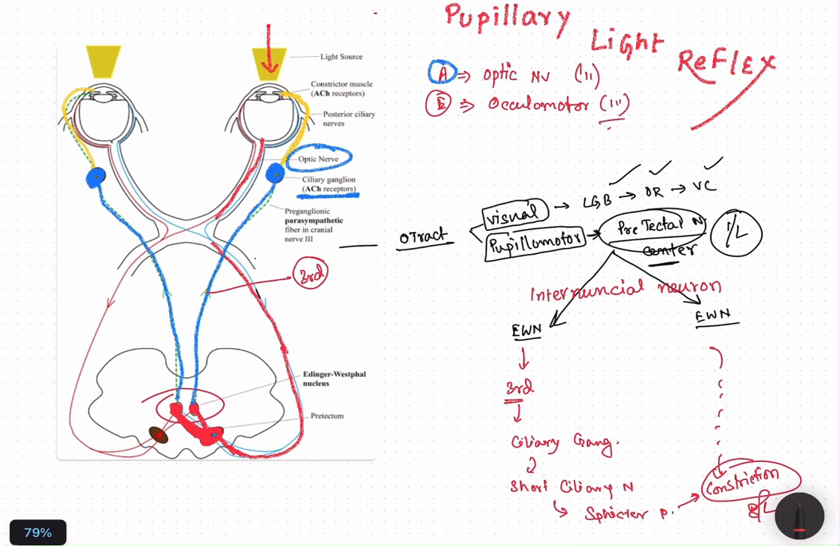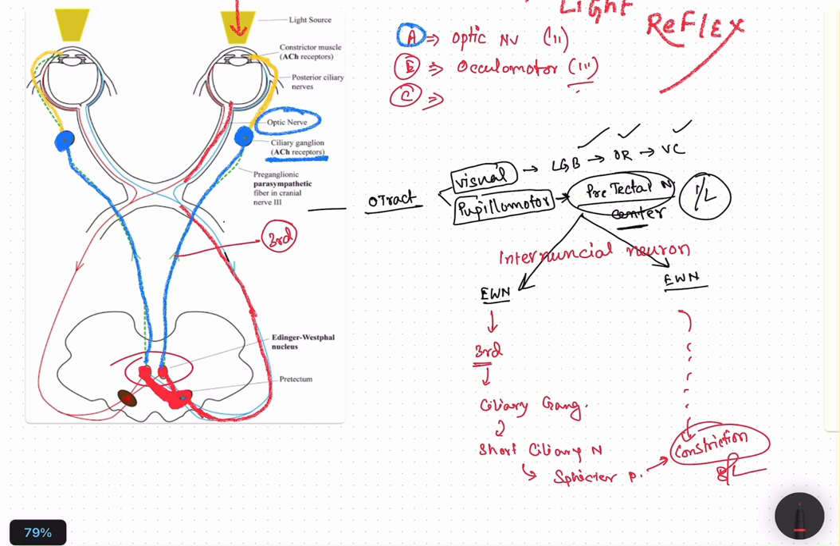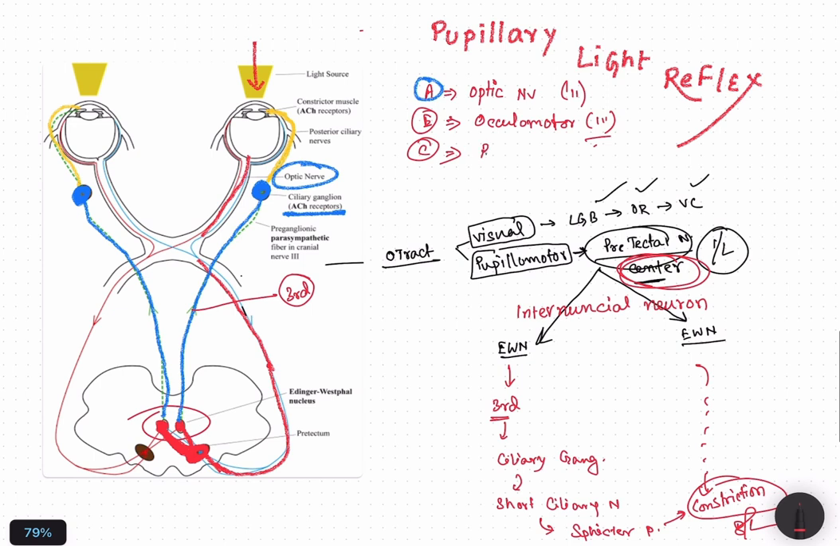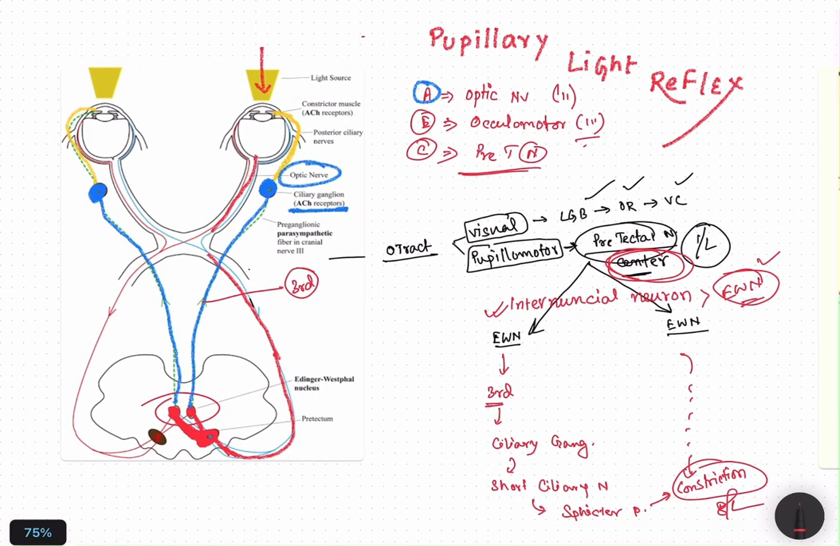Understood? Okay. Now they will ask you what is the center of the pupillary light reflex. As I already mentioned, the center is the pretectal nucleus. Understood? Next question, they will ask you which is the site where crossing over is happening. Please remember, if they have given the option of internuncial neuron, please mark it, followed by Edinger-Westphal nuclei, because many times you will have this option. So mark it.